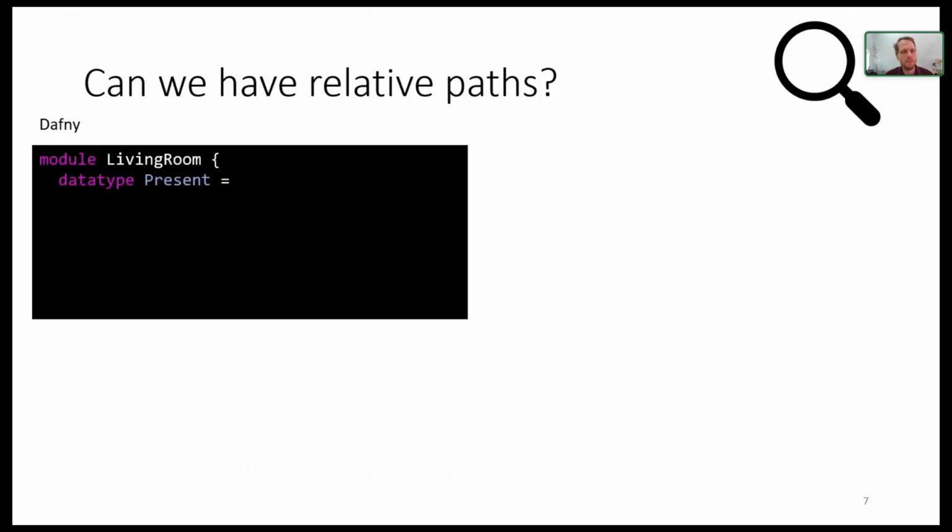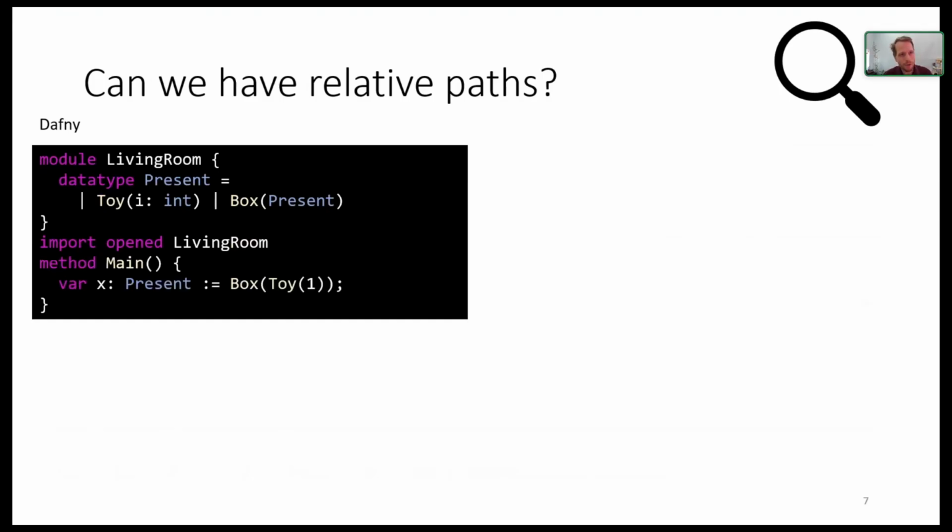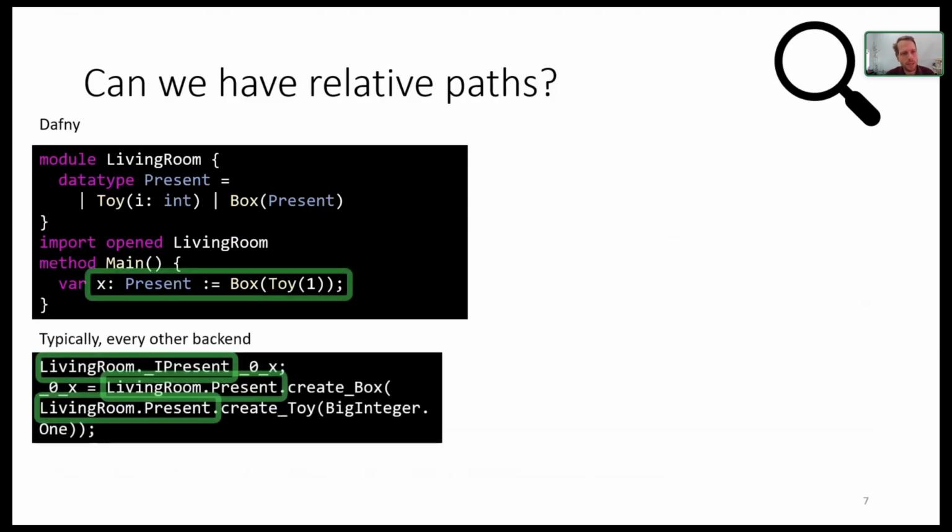In Dafny, let's say you have a module LivingRoom, and you define a present as either being a toy with an index or a box with a present. And if you import LivingRoom, and you have a method Main, you can say, okay, in my method Main, I have a present, which is a box or a toy of one. Very concise program. So in almost every other backend, we always mention the LivingRoom module.